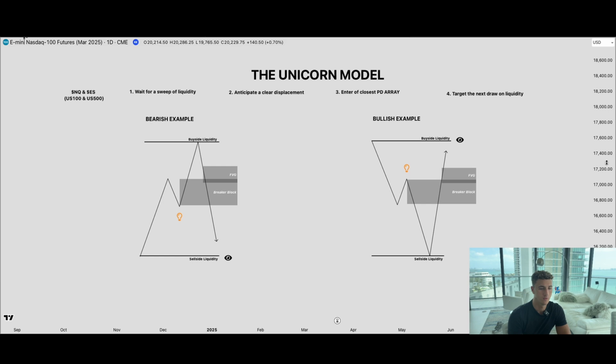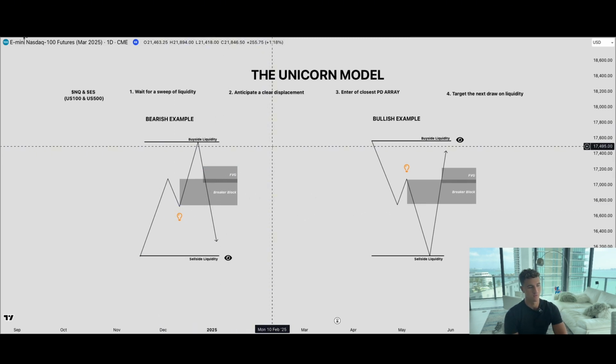This tip alone will help you from missing out on a ton of moves, okay? There have been instances where I've been waiting for an entry in a fair value gap when the breaker block was the first point of entry, and I've missed the move. So this will help you a lot. Number 4, very obvious, target the next draw on liquidity. In this example, we've swept buy side. What's the next draw? It's going to be sell side. Very simple. But anyways, let's go over some examples.